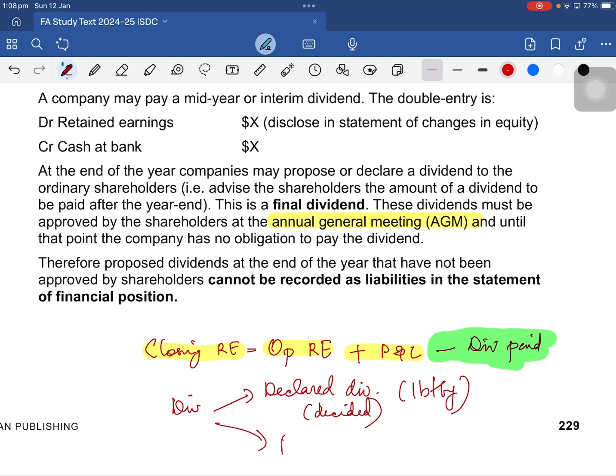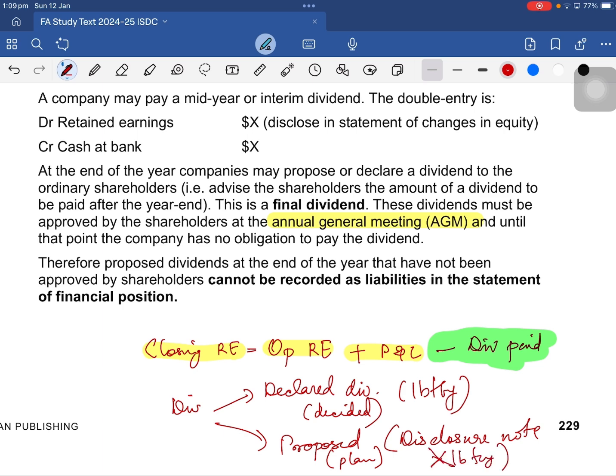The other is proposed dividend. That is in plan, which is not yet finalized. Hence, this is just a disclosure note that you give. Understood? No liability.